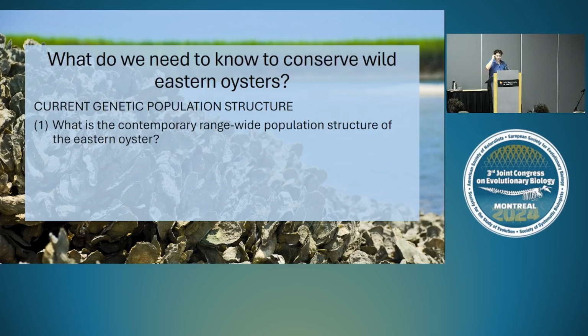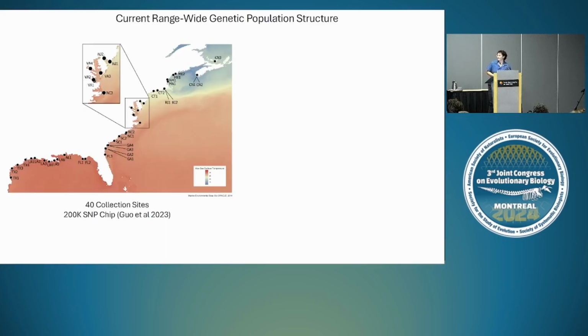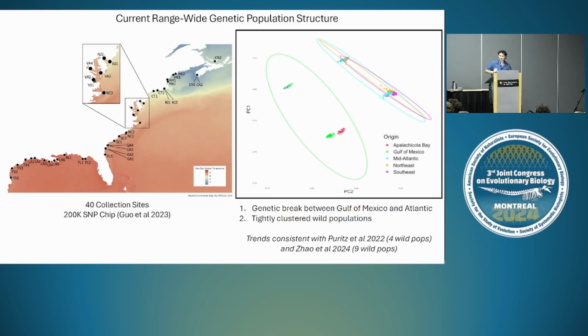I'm first going to talk about the contemporary range-wide population structure of the eastern oyster. So in my work, we've collected oysters, 20 from each of these 40 sites across the range. We have sites as far north as Nova Scotia in Canada and as far south as Laguna Madre in Texas. We collected oysters from these sites and then sequenced them with a 200K SNP chip. And here's a look at the PCA for these range-wide populations.